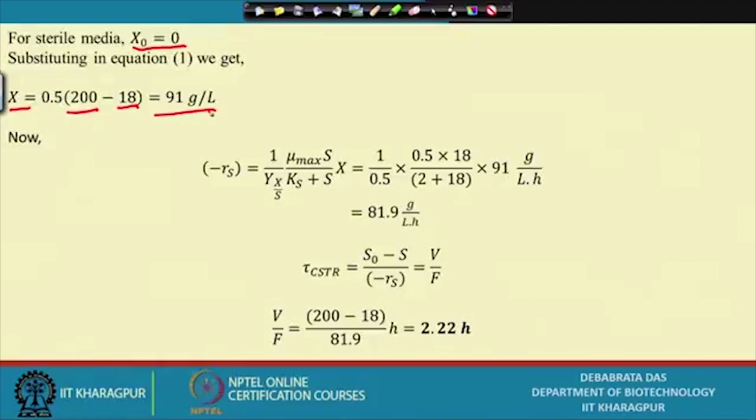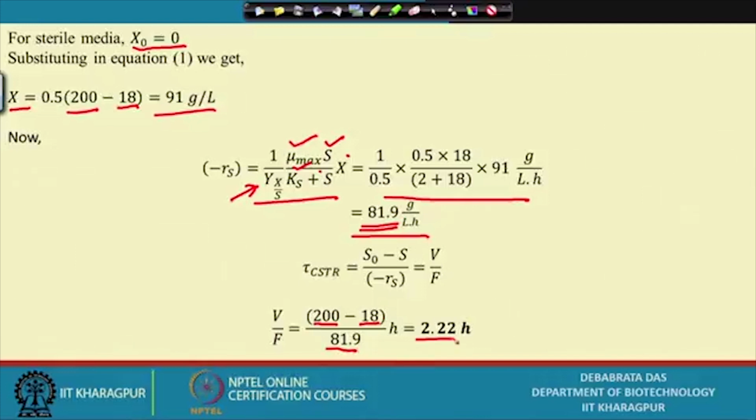Now, what is the Rs value that we have written? This is the equation. In this equation we can put the value of Yx/s, mu max, then S, Ks, S and X. All the values are available with us, and we find this is 81.9 grams per liter per hour. Now, tau CSTR we have to find: this is (S0 minus S) by (minus Rs), which is equal to V by F. S0 is 200 grams per liter, S is 18 grams per liter, and the rate of substrate degradation is 81.9. So this will give 2.2 hours.